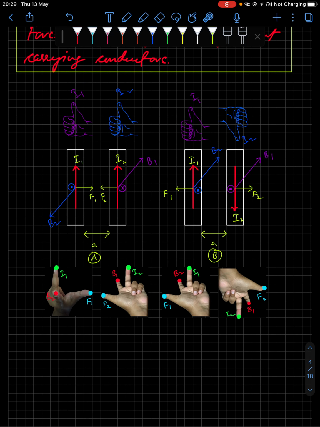Now, firstly, we need to find out the direction of the magnetic field here. Due to current I1, the magnetic field acting towards the right of this wire will be perpendicularly inside the page. If you apply the right hand thumb rule, fixing the direction of the current along the thumb, the direction in which your fingers curl shows the direction of the magnetic field. So the magnetic field will enter inside this way, and it will come out from here. It will come out, and here it will enter.